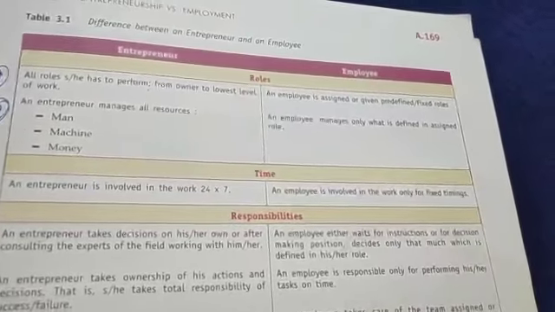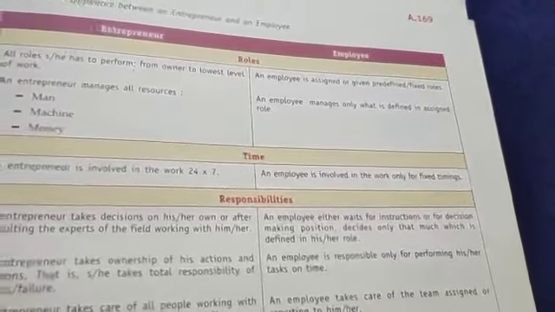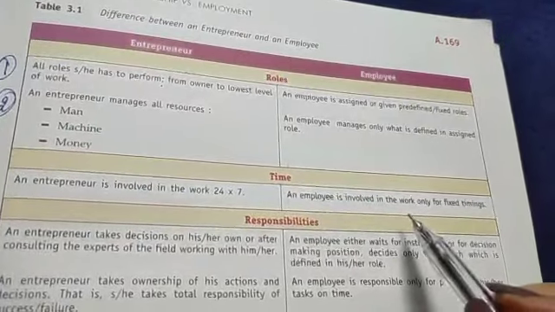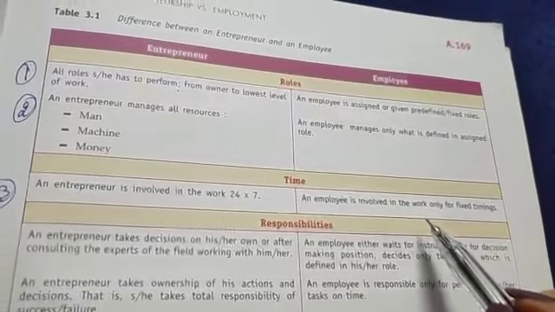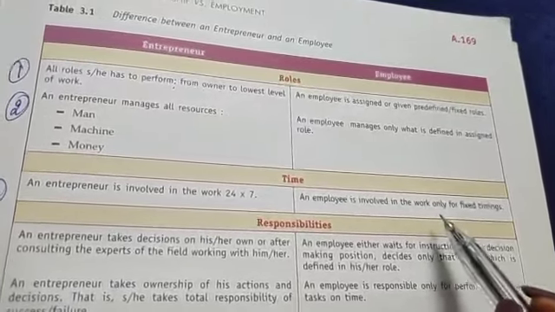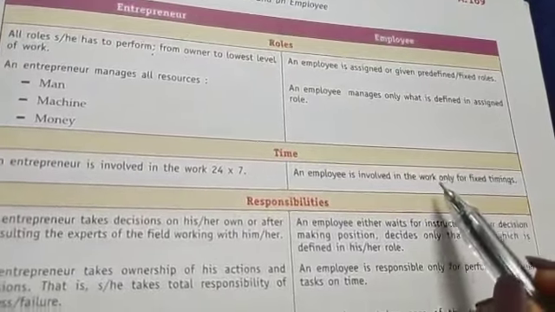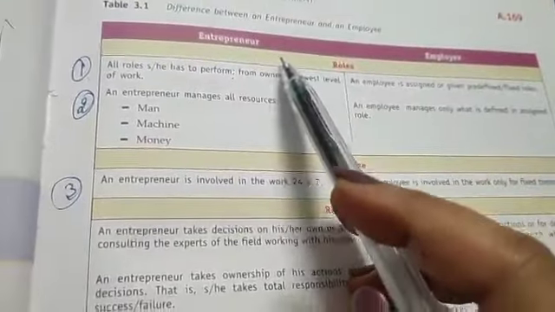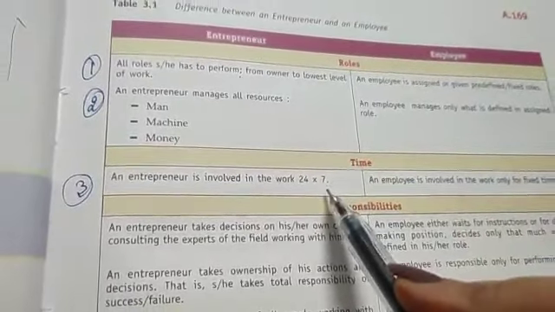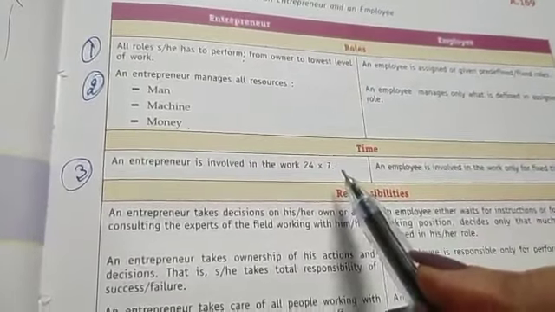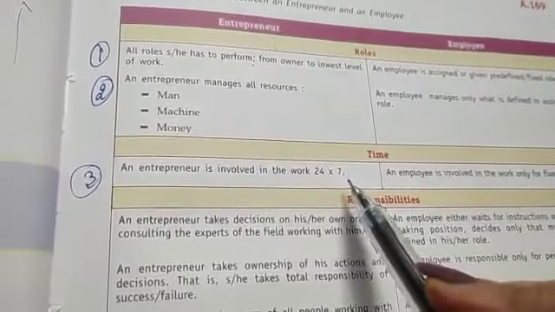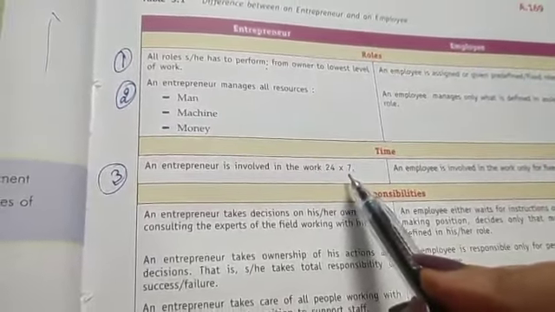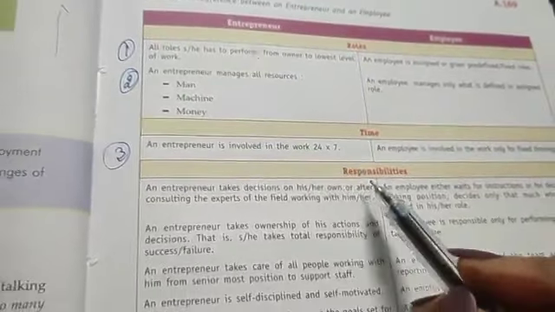On the other hand, for the employee a fixed timing is there. Suppose you are working in an organization, and the time allowed for working in the company is from 9 o'clock in the morning to 5 o'clock. You will devote only that much time to the company. But the entrepreneur, as the main person and resource person of the business, has to spend much time, 24 hours, 7 days a week, on his business.